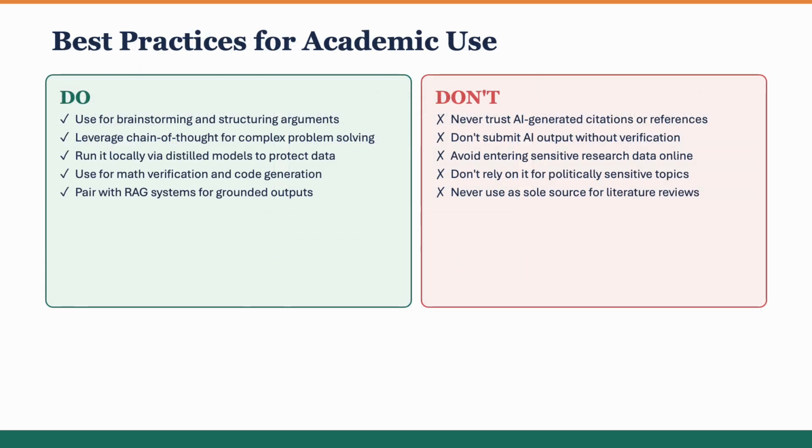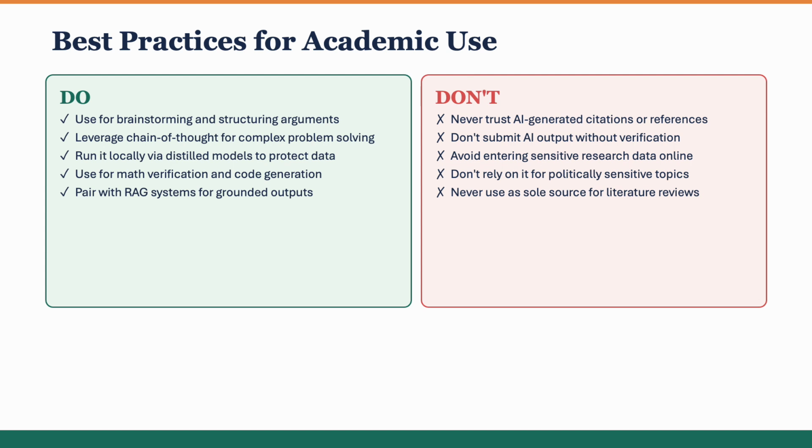This slide is your practical cheat sheet for using DeepSeek R1 responsibly in academic work. Let me walk through the do's first. Do use it for brainstorming and drafting. The model's chain of thought reasoning, as described in the DeepSeek R1 paper on arXiv, paper number 2501.12948, makes it excellent at generating structured outlines and exploring multiple angles on a topic.